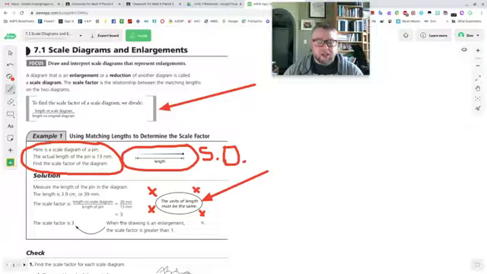When the drawing is an enlargement, the scale factor is greater than 1. And we're going to get to the scale factors. So that's using matching lengths to determine a scale factor.